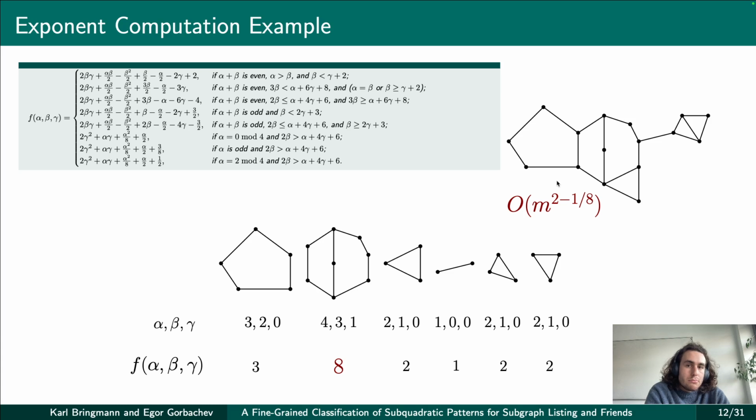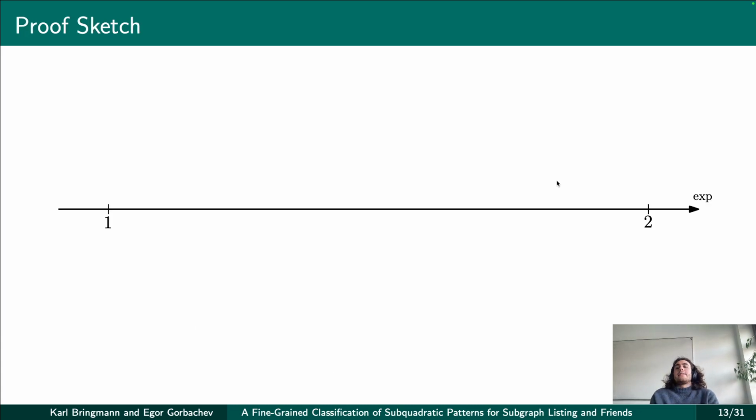And this is what we wanted. Now that we've stated our main results, let me give you a proof sketch. Let's look at the exponent line. Any number e on this line represents time complexity m to the e. As discussed earlier, we are interested in the portion of this line below 2. And we would like to place all the patterns somewhere on this line.